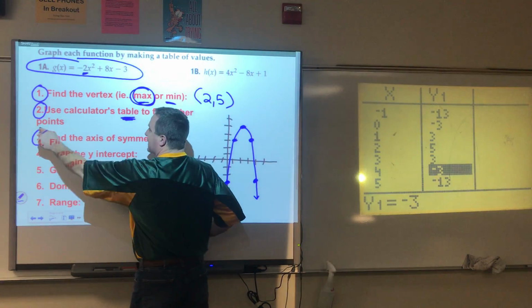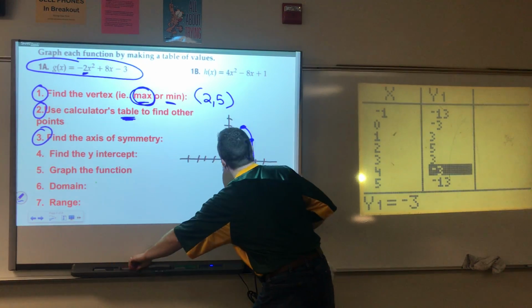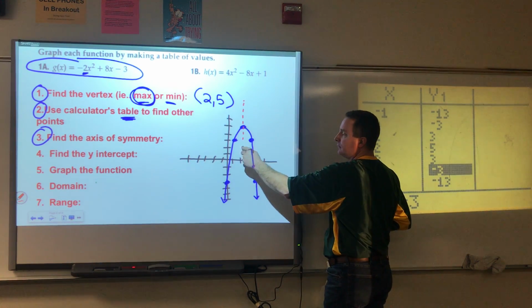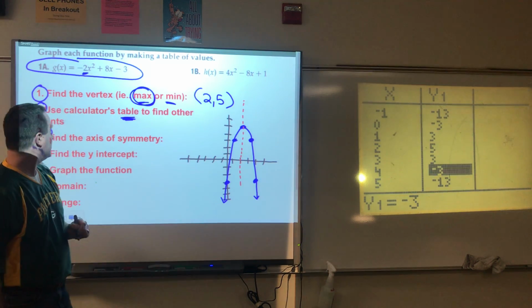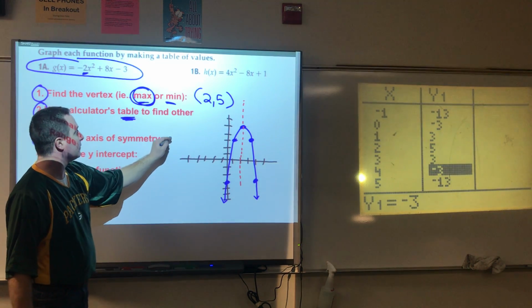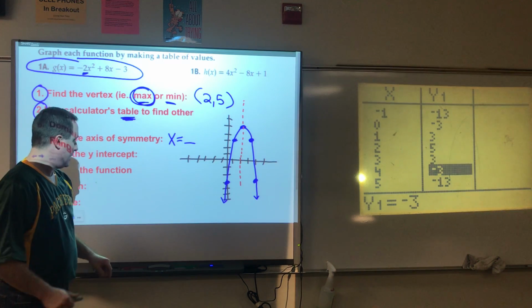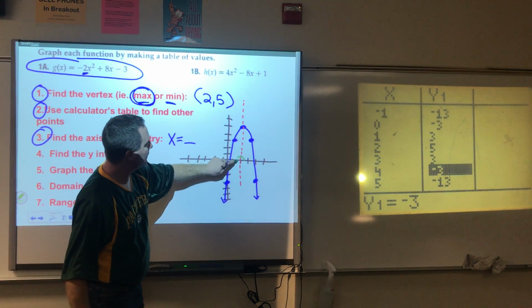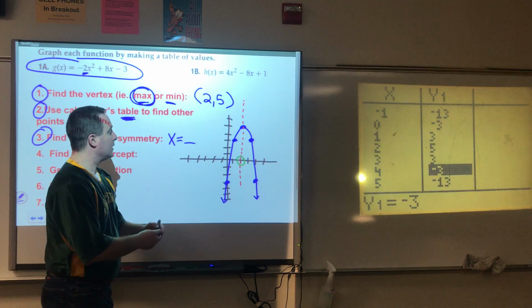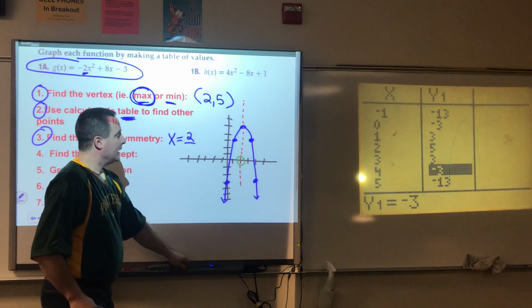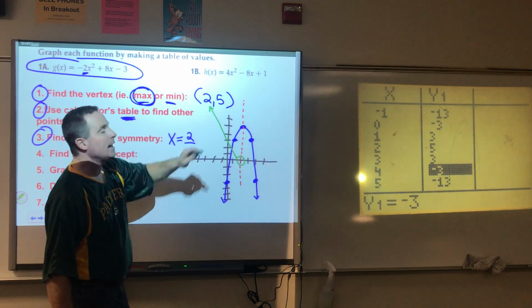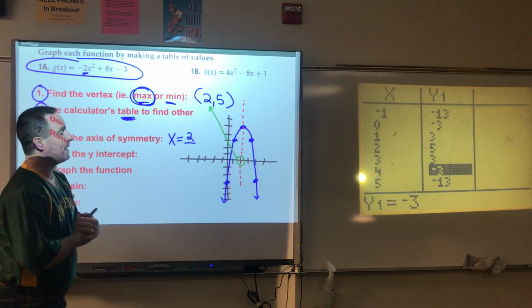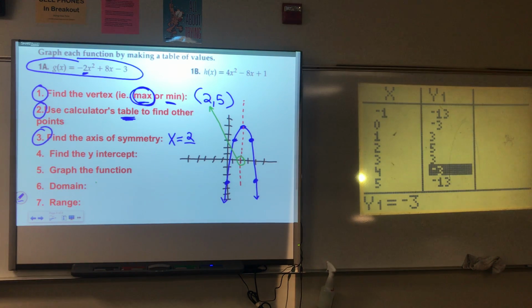Number 3 here, can we find the axis of symmetry? Well, the axis of symmetry, remember, is the line that goes right through the middle, just like this. And if you remember, the equation for the axis of symmetry was always x equals something. What x value does it go through? It goes through 2. X equals 2. And you'll see as we do some of these, there's a big relationship between that number and that number right there. The axis of symmetry is always going to be the x-coordinate of the vertex.